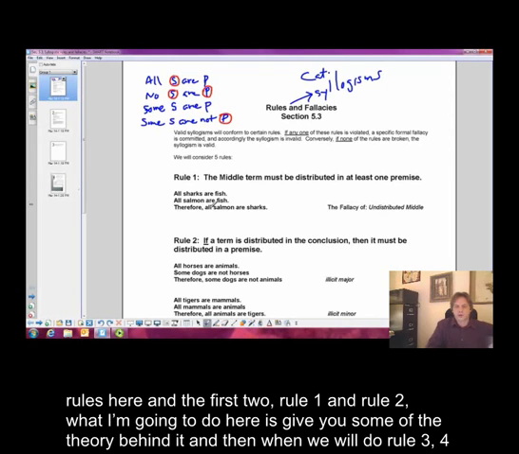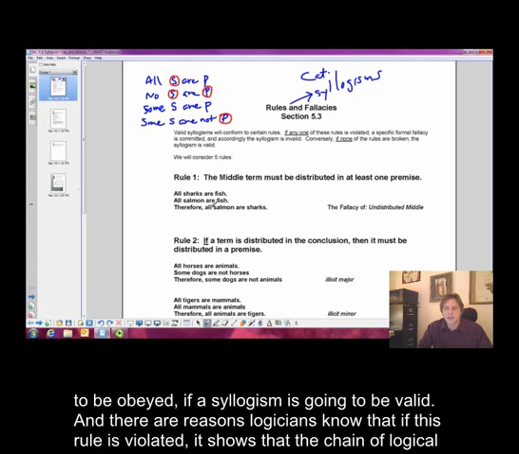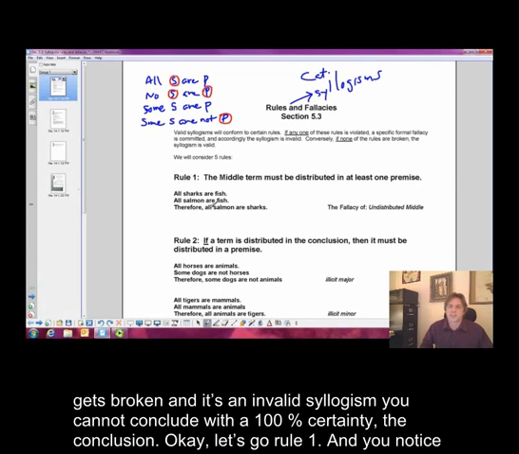And the first two, Rule 1 and Rule 2, what I'm going to do here is give you some of the theory behind it, and then when we do Rule 3, 4, and 5, I won't bother with the concept behind it. I just want to let you know that there are reasons logicians have discovered that these rules have to be obeyed if a syllogism is going to be valid. And there are reasons logicians know that if this rule is violated, it shows that the chain of logical reasoning has a serious break or disconnect, where because this rule has been violated, something in the inferential chain gets broken and it's an invalid syllogism. You cannot conclude with 100% certainty the conclusion.